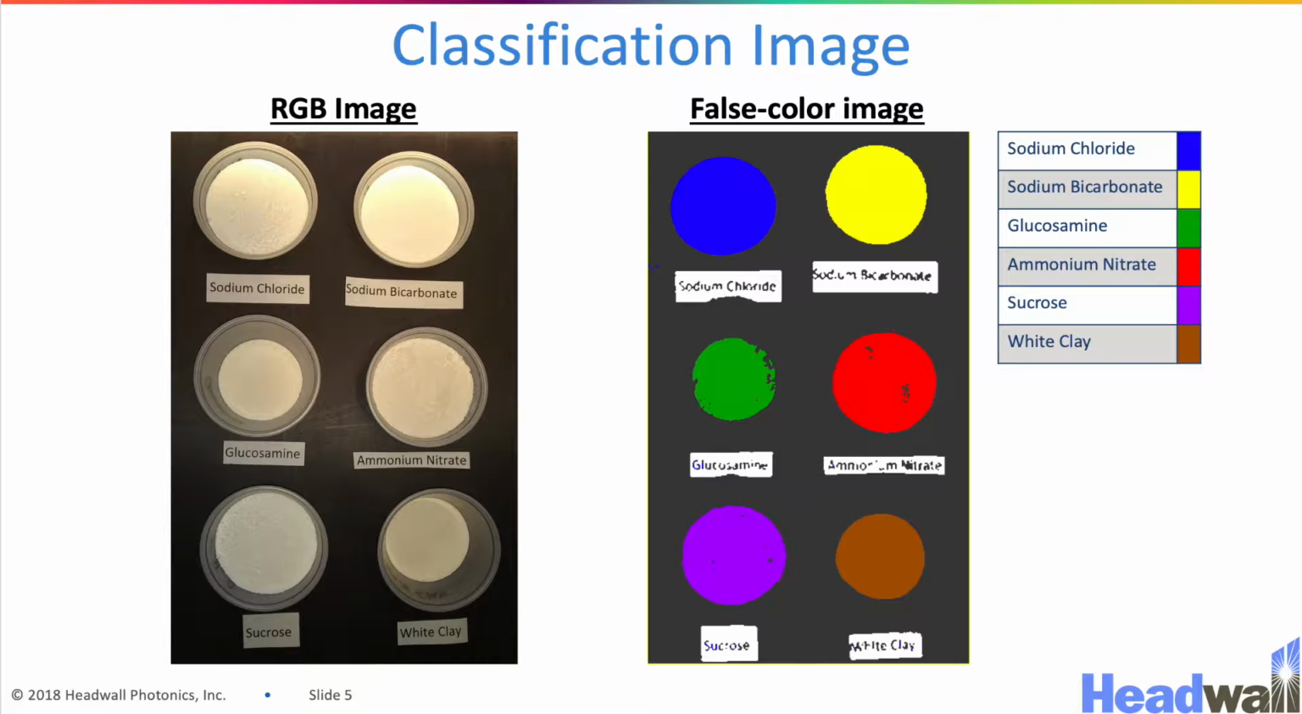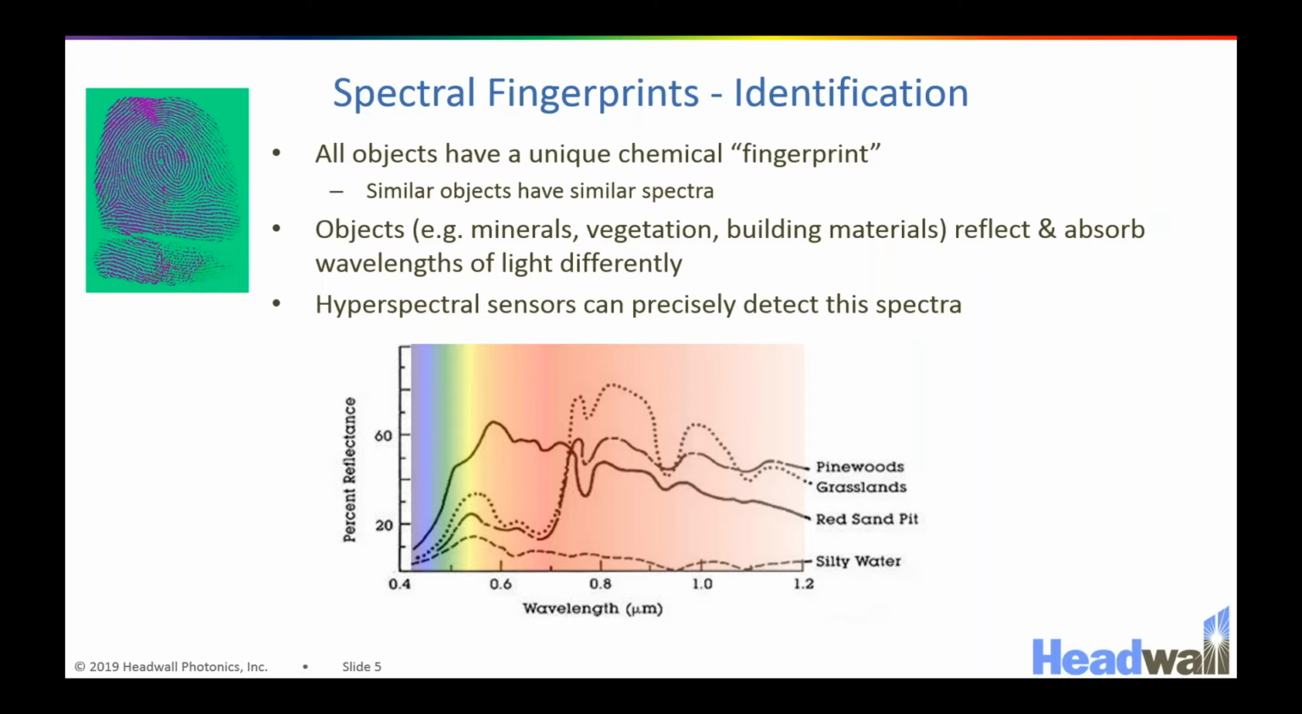Just like there are many objects that might all appear green, like a leaf or grass, but they will have slightly different spectral shapes in the V-near range. For this simple example, I've shown 4 different things that all have very different spectral features. You can tell by looking at these spectra that it will be very easy to tell the difference between pine woods, grasslands, red sand pit, and silty water.